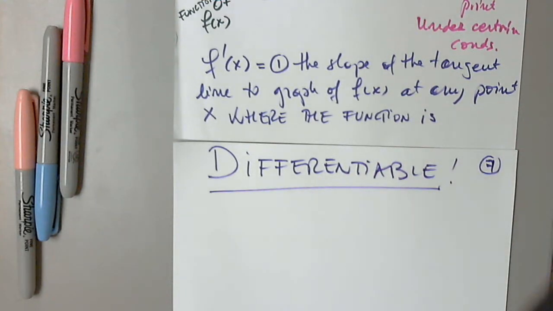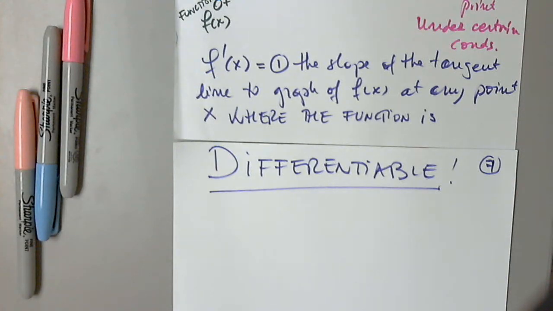I have not talked about differentiability. I have not explained what that means. So in a minute I will. First I just want to list what f prime means. f prime is the slope of the tangent line to the graph of f of x at any point x where the function is differentiable.